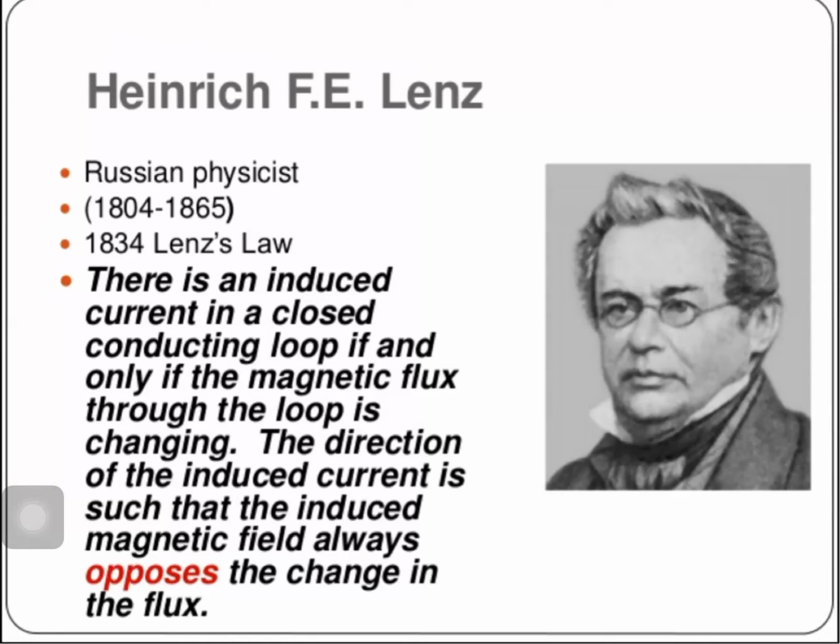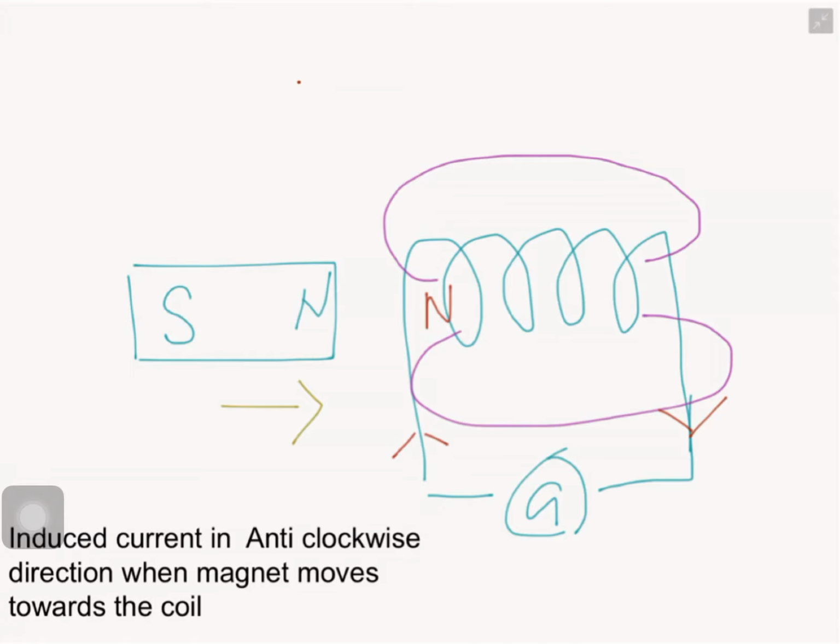Let me show the diagram. I will explain how the induced current opposes the change in magnetic flux. See the diagram. The coil is connected with a galvanometer and a bar magnet is also kept near the coil. You are all familiar with the diagram. Now consider the bar magnet moving towards the coil.